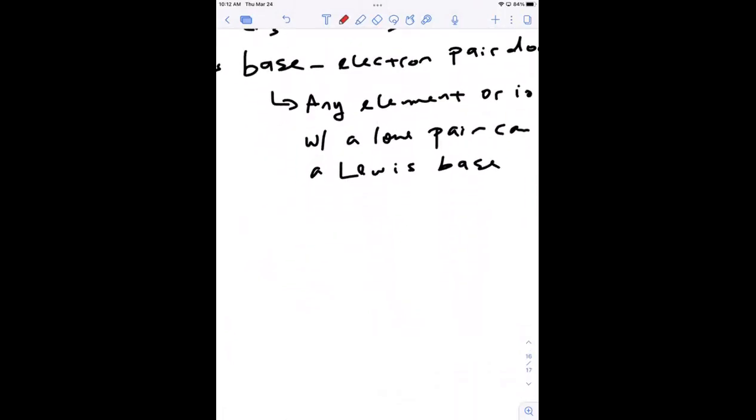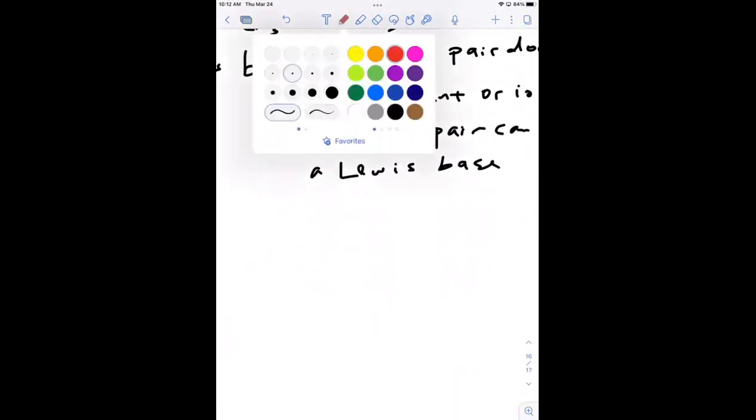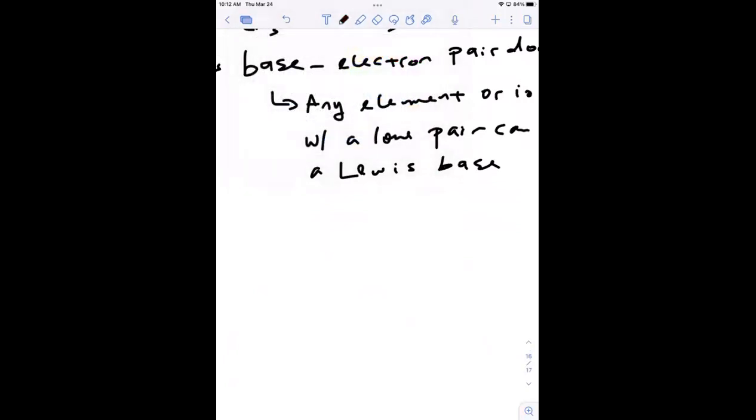Right, and then of course you have, let's say, a carbon with a negative charge. That's a Lewis base. If you have ammonia, nitrogen has a lone pair, so that can be considered a Lewis base. So basically anything that can donate electrons, we consider it a Lewis base. And so Lewis bases and Lewis acids kind of work in conjunction with one another, right?